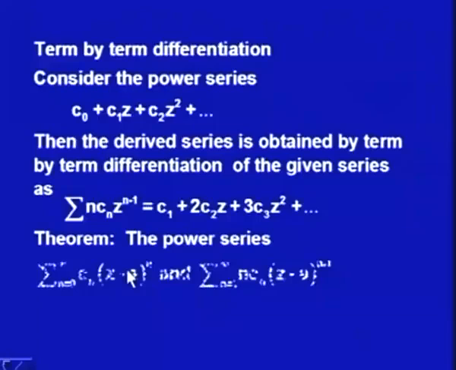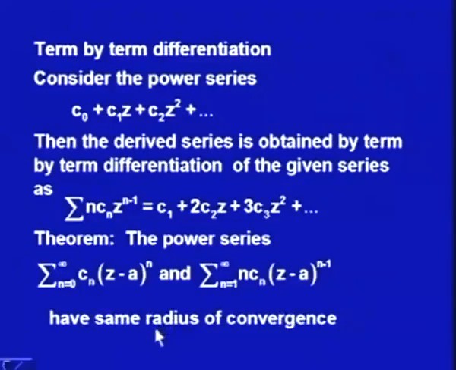If we write it in the form of a theorem, then the sum of c_n (z minus a) raised to power n and the sum of n c_n (z minus a) raised to power n minus 1, where n varies from 1 to infinity in one case and 0 to infinity in the other, have the same radius of convergence. And if this converges to f(z), then this will converge to f dash z.